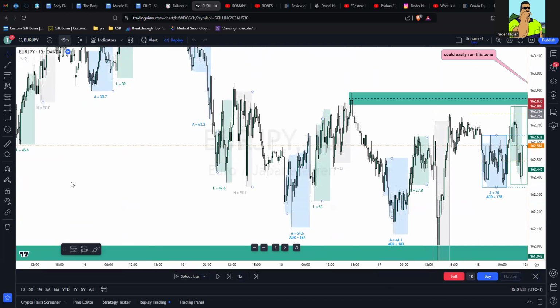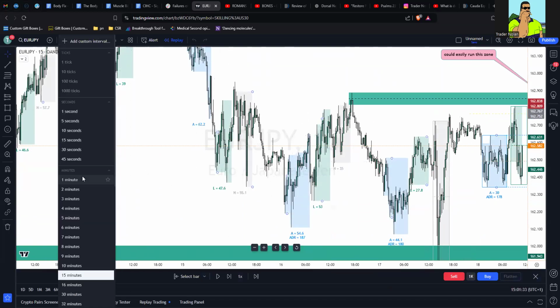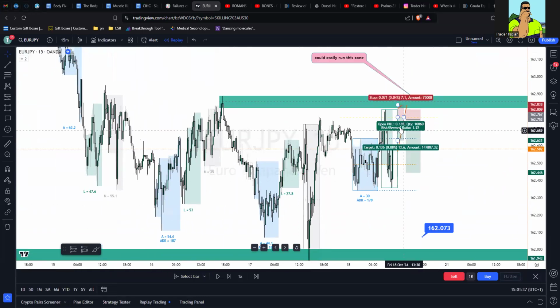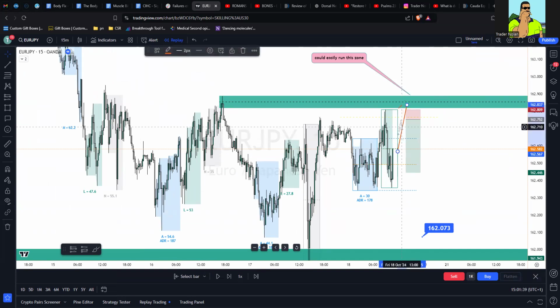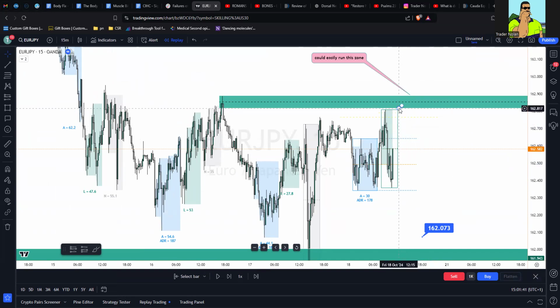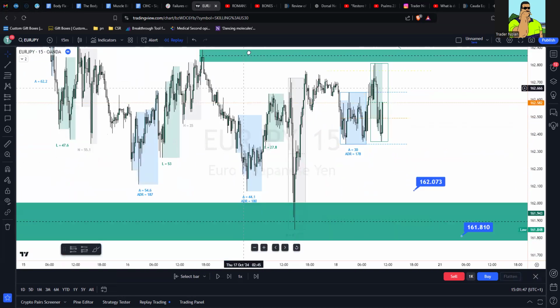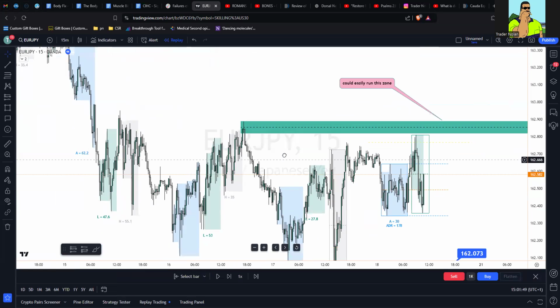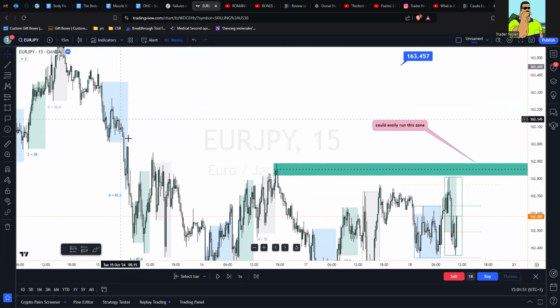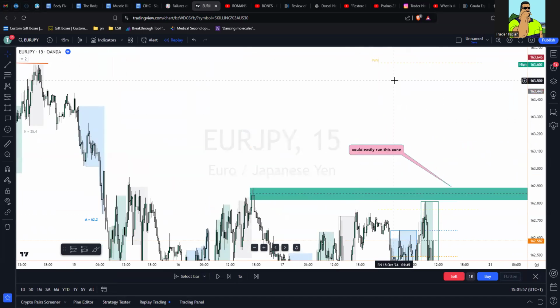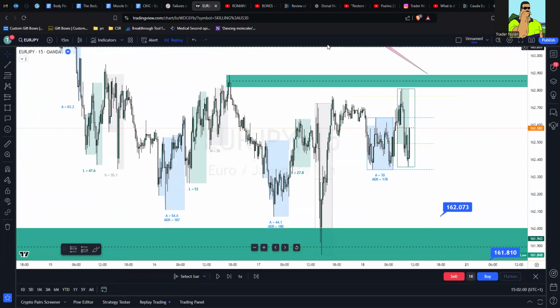Let's put these on 15 minutes. Yeah, we're already on that. So this is the replay tool and something I want to show you all, and the reason why I've been getting in these trades today. These blue zones are Asian ranges. They usually serve as targets. So obviously there's a target up here, which is why I thought this zone could quite easily be run. But at the minute we're in the range.